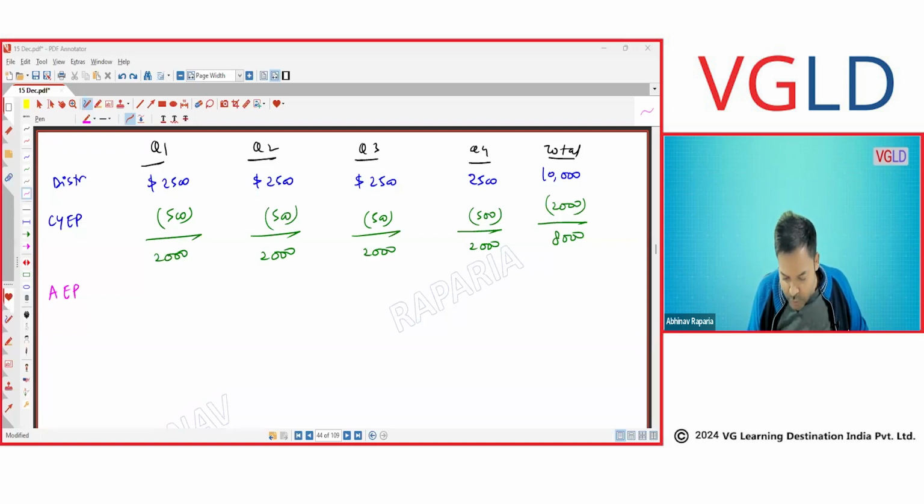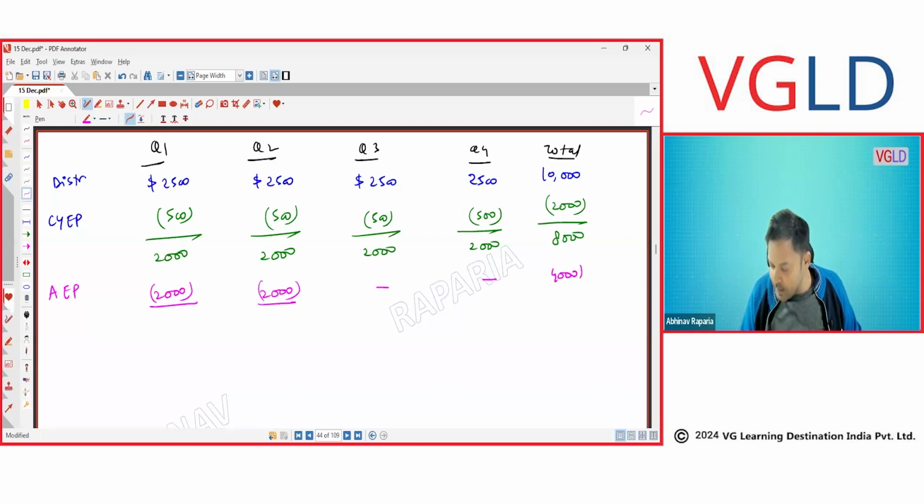2,000 here. Now how much is left? Out of 4,000, 2,000 I have allocated. How much is left? 2,000. I have allocated 2,000 here. Are we left with any accumulated earnings and profits? No. Zero. Is this point clear or not, everyone? The total is 4,000 here. Any doubt here, guys? No.